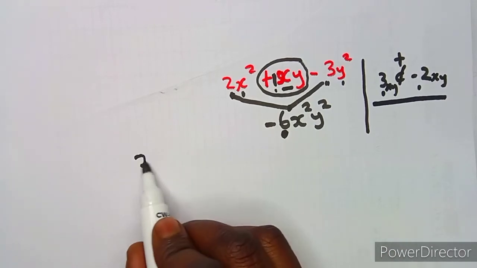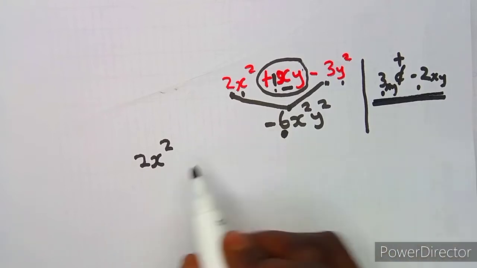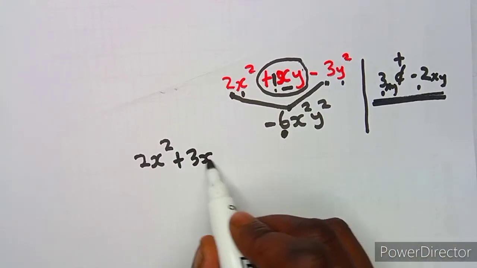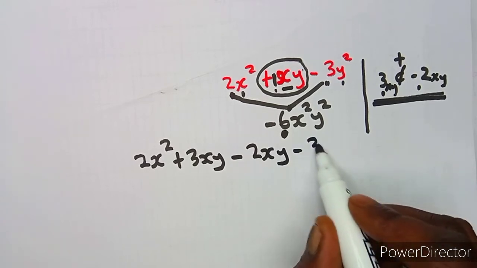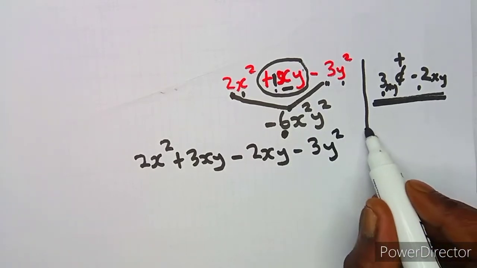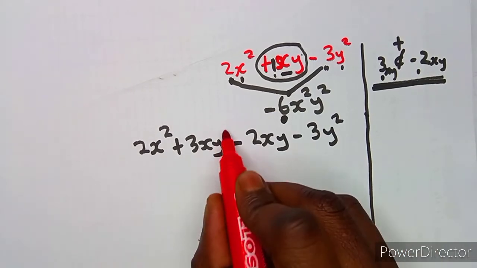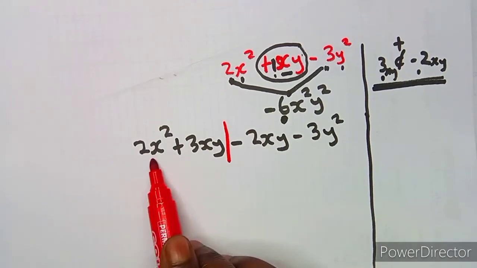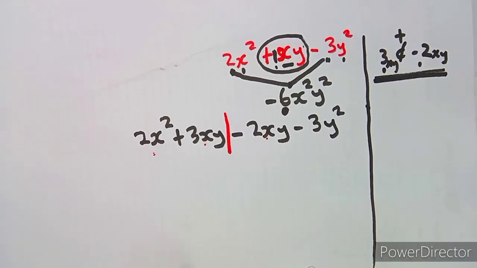So it is going to look like this: 2x squared, you replace the middle term with these two terms, plus 3xy minus 2xy minus 3y squared, like this. All right, so this is what you're going to have. As you can see, we are back to the first question that we did, where we've got 4 terms: 1, 2, 3, 4. You separate into 2. Whenever you have 4 terms, try by all means to separate like this by grouping.